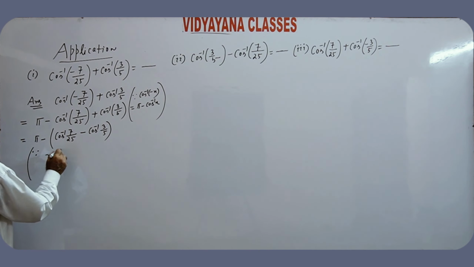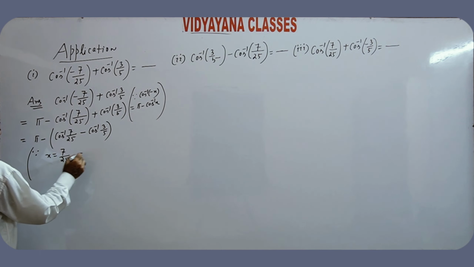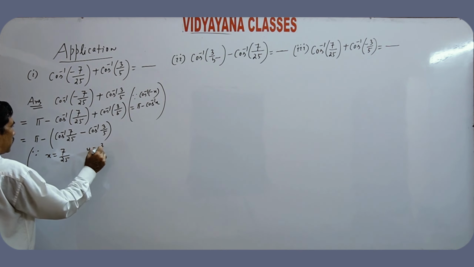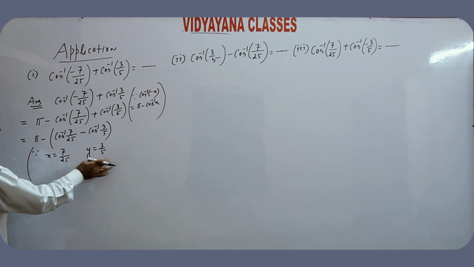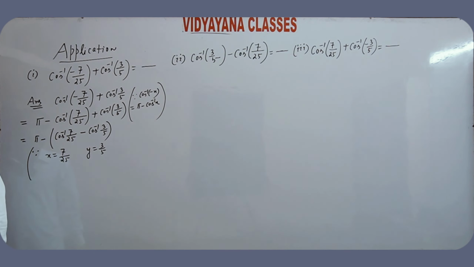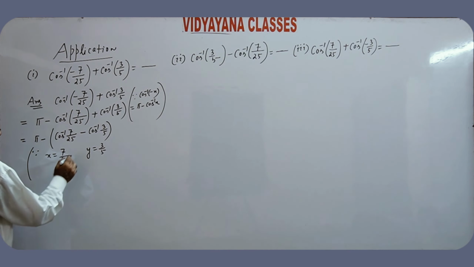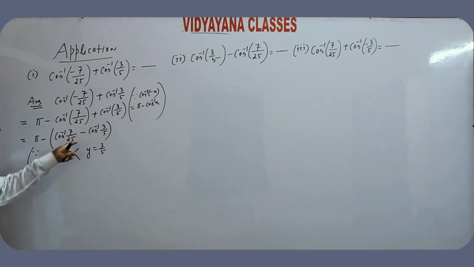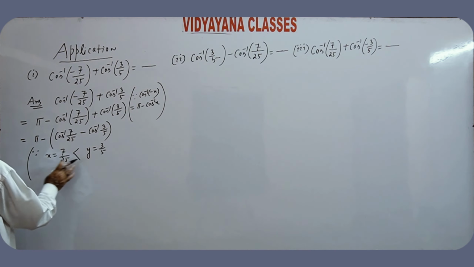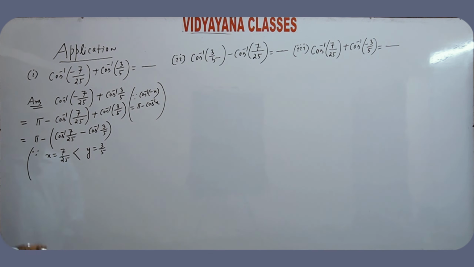x is equal to 7 by 25, y is equal to 3 by 5. 35 is less than 75. 7 into 5 is equal to 35, 25 into 3 is 75. So y is greater than x.